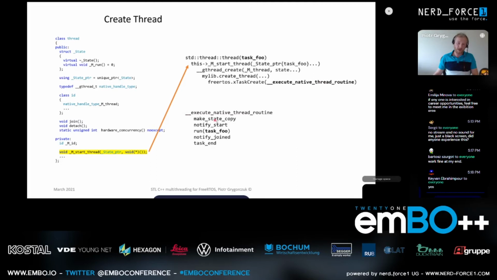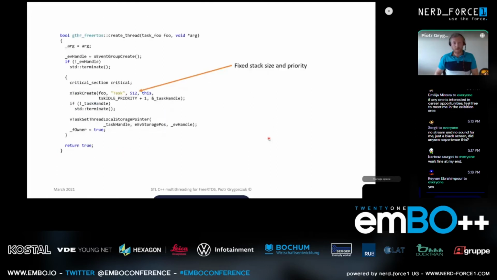So basically, it has to make the copy of the state. It has to set the event to notify that this function is running, and then finally run the user function. When the user function returns, we have to notify the joiner and then clean up all the resources. So, create thread.